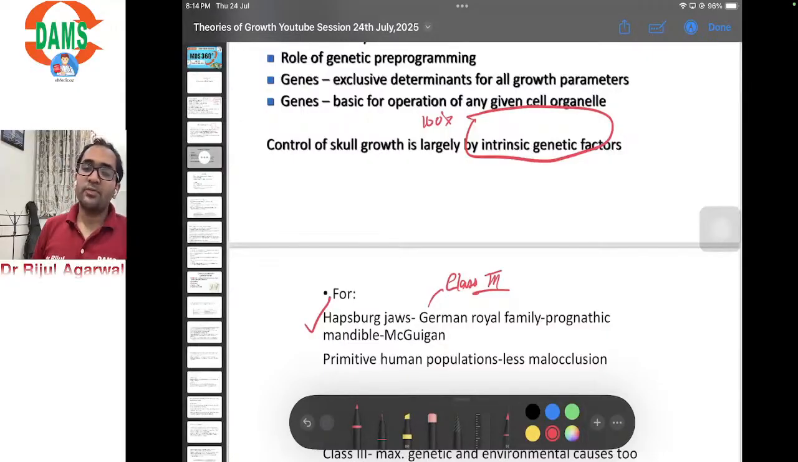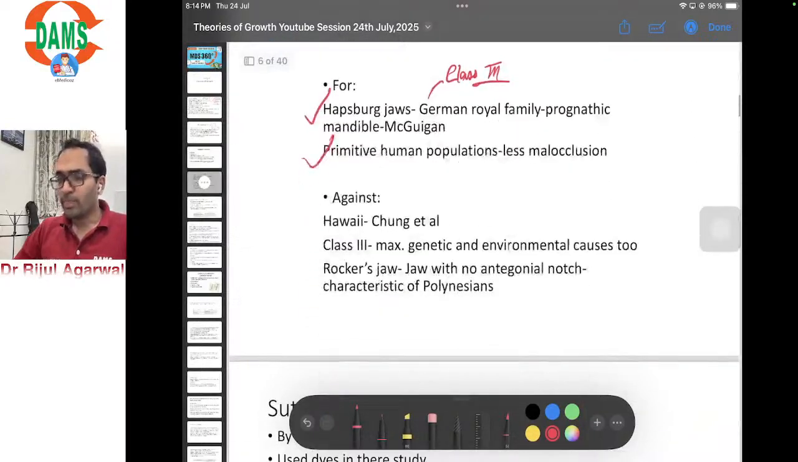Next, the primitive human population. So primitive human population, the one which used to live on trees and all that. So at that time there was not much travel, not much intermingling. There were tribals which used to live together. There was less intermingling, so there was less malocclusion. A group of people used to live a nomadic life, so it was found that there was less malocclusion in that population. Hence again this point was in favor of this genetic regulation of craniofacial growth. But similarly, there were some points which were not in favor.